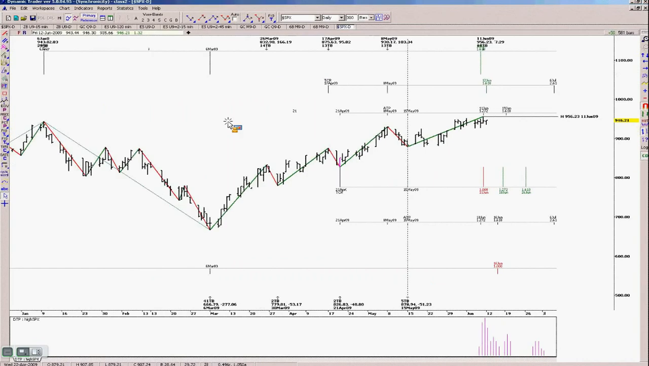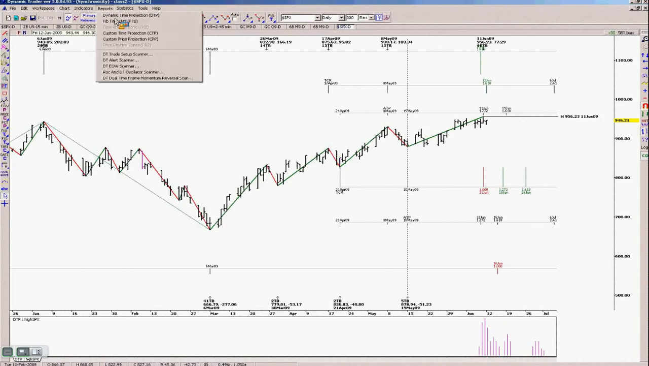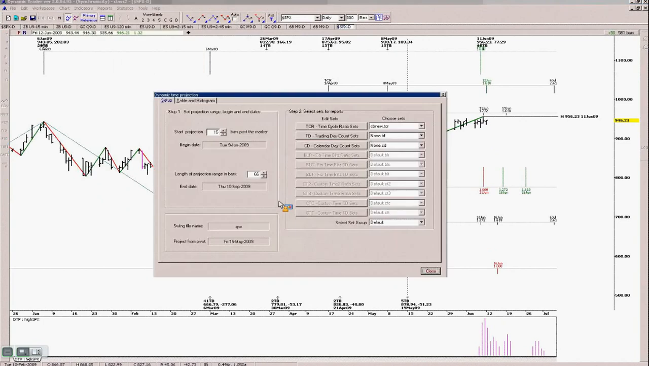Okay, but let's run the histogram again. Let's make the assumption that we're going to take out the high made on the 11th. So let's go past the 11. Let's go to current time. Actually, I usually like to put it one day before.